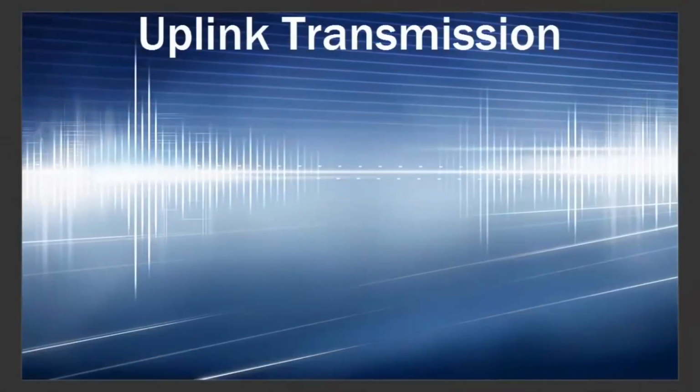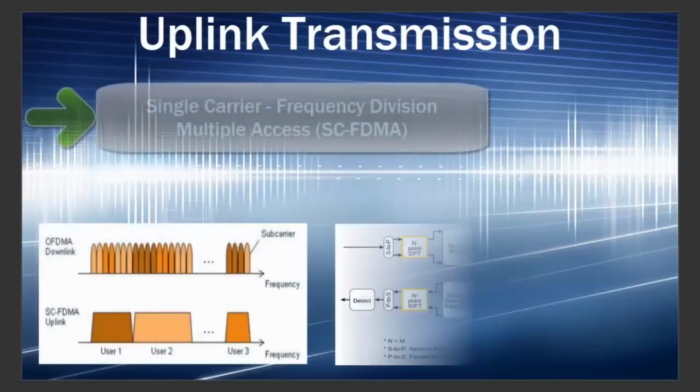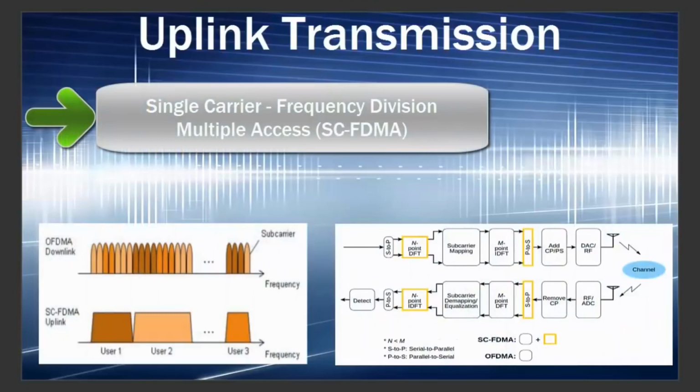Let's talk about uplink transmission now. As we know, power consumption is a key consideration for a mobile terminal. OFDM cannot be used for uplink transmission because of high PAPR that leads to poor power efficiency. The LTE physical layer uses single carrier frequency division multiple access as the basic transmission scheme for the uplink. The principal advantage of SC-FDMA over conventional FDMA is lower PAPR.